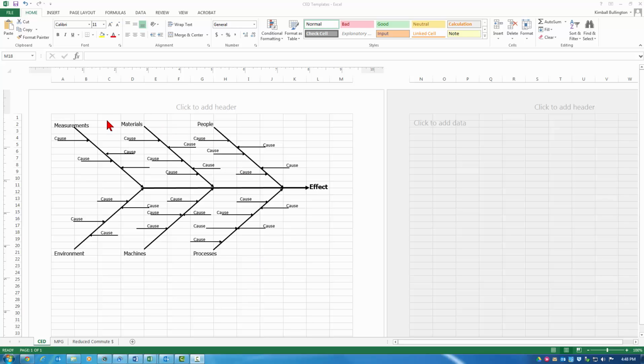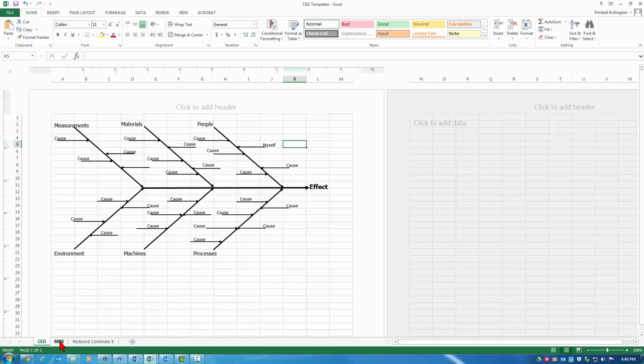So I have a number of cause categories and the resulting effect, and then some subsidiary or sub-causes within each category. And all you need to do is just click on the text box and then edit it, type in your actual cause category. So this is what it looks like in an example.